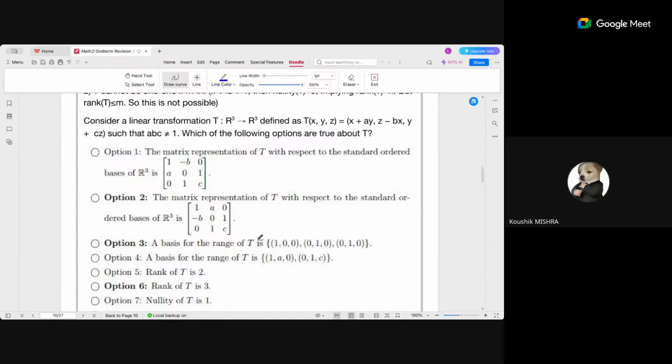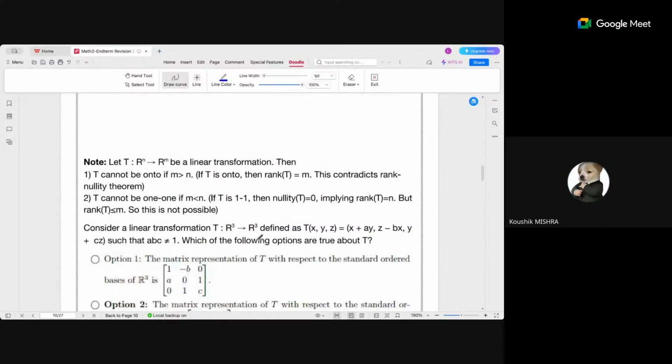Okay. So, ma'am, we will never get a situation like R3 to R2 being bijective. Yes, we will not get it. We already know that it cannot be bijective from another statement: T from V to W is bijective only if the dimensions of domain and codomain are the same, right? Yes, ma'am.